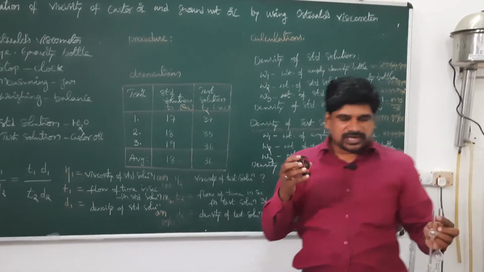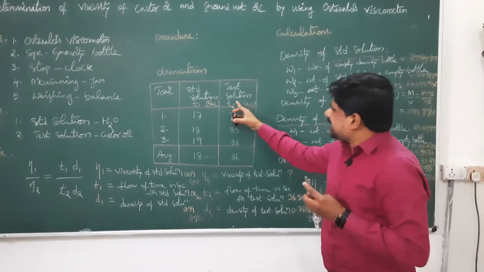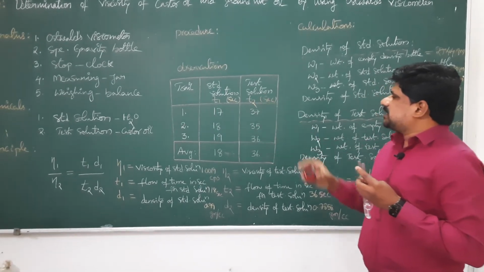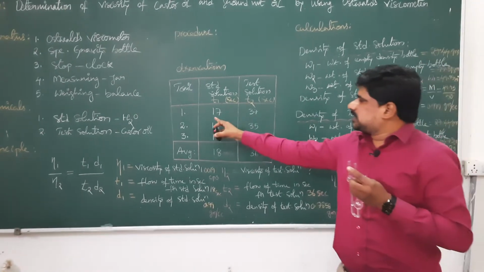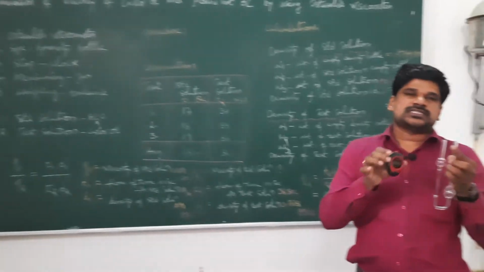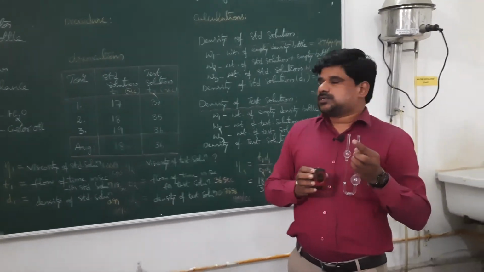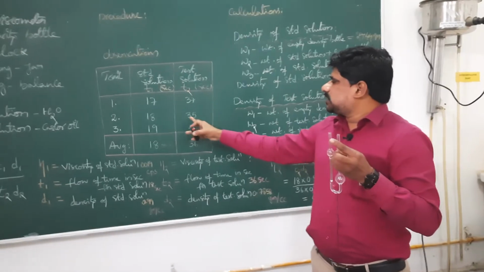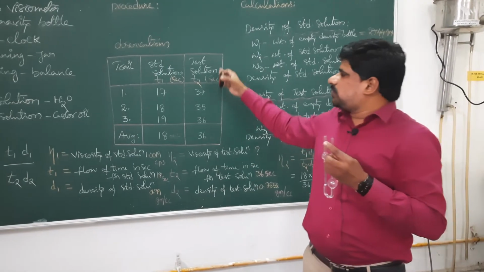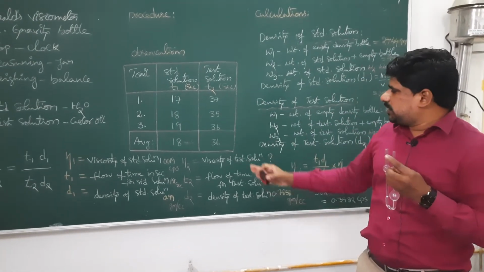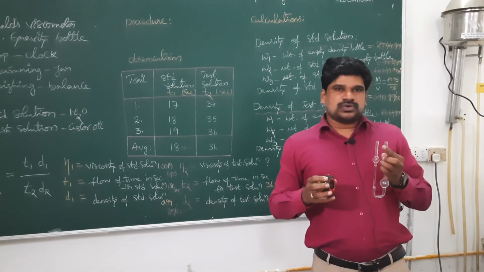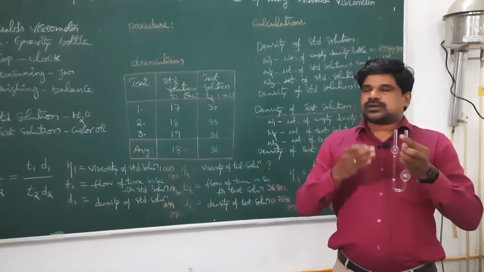That time you have to record in a table, in the third column, time in seconds. Here I am getting in the first trial 37 seconds. So, similarly go for the second trial, third trial. Here I am getting the time as 32 and 36. Similarly, you have to take the average of all the three trials. So, you will get 36 seconds of time to flow the test solution from mark A to mark B.